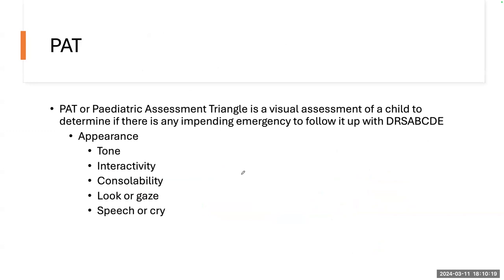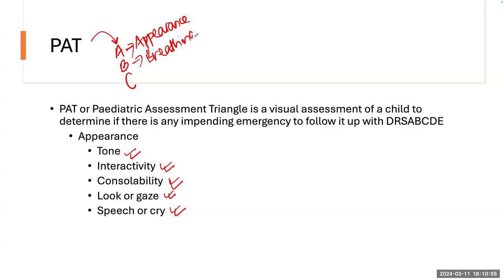And what does it include? Pediatric assessment triangle includes TICLS, T-I-C-L-S. And here we are talking about the tone, interactivity of the child, consolability of the child, look or gaze of the child, and speech or cry. And there are specific things that we'll be noticing in the pediatric assessment triangle. Pediatric assessment triangle also has three components, like airway, breathing, and circulation, which are, instead of airway, we have appearance here. And then the second thing we check is breathing. And then after that, we assess the child's circulation. And remember, we do all of this based on our visual inspection of the child, as well as by listening to the different sounds made by the child.